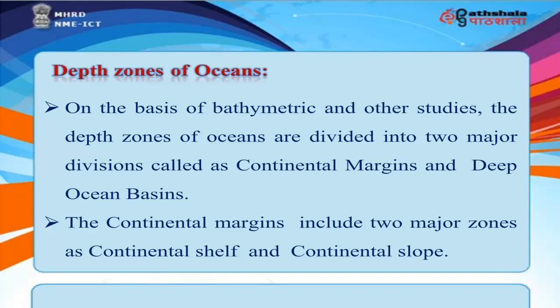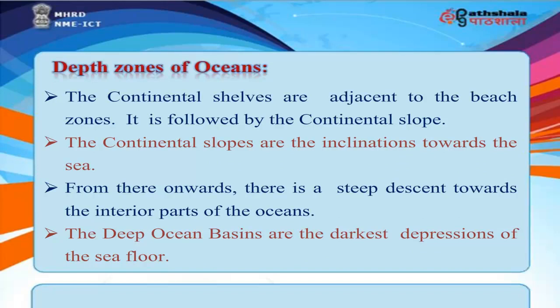Depth zones of oceans. On the basis of bathymetric and other studies, the depth zones of oceans are divided into two major divisions called continental margins and deep ocean basins. The continental margins include two major zones, the continental shelf and continental slope. The continental shelves are adjacent to the beach zones. It is followed by the continental slope. The continental slopes are the inclinations towards the sea. From there onwards, there is a steep descent towards the interior parts of the oceans. The deep ocean basins are the darkest depressions of the sea floor.